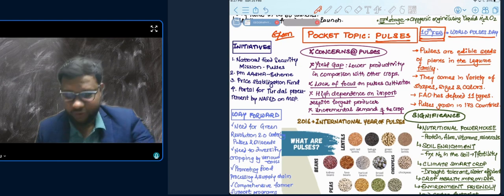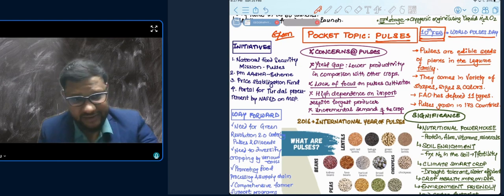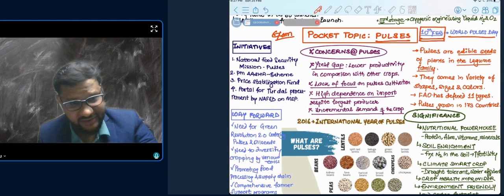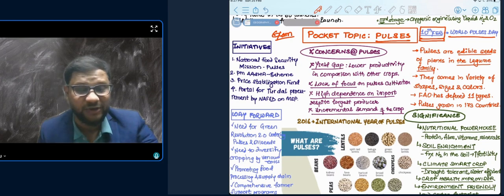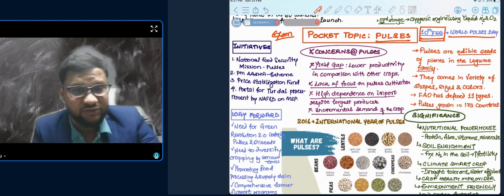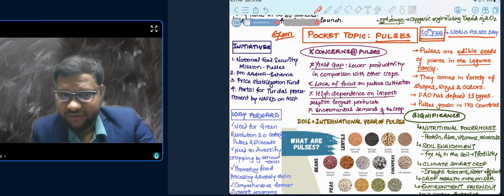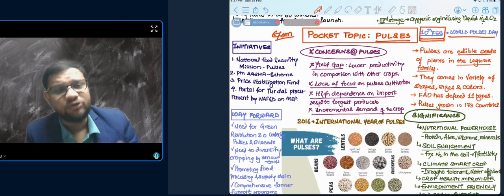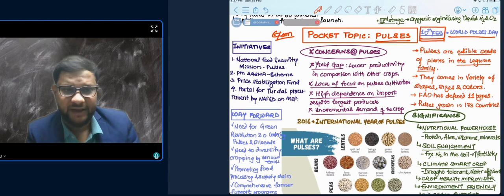So first, what are pulses, then the different types, then the significance of pulses, why they are to be known as farmer friendly crops as well, again as an environment friendly crop as well, then the concerns attached, and the different initiatives the Government of India has taken in this particular regard.